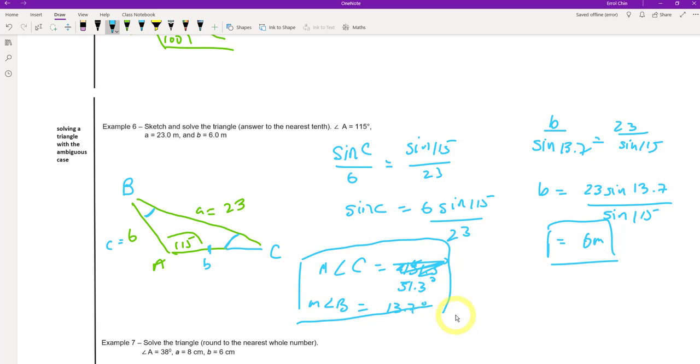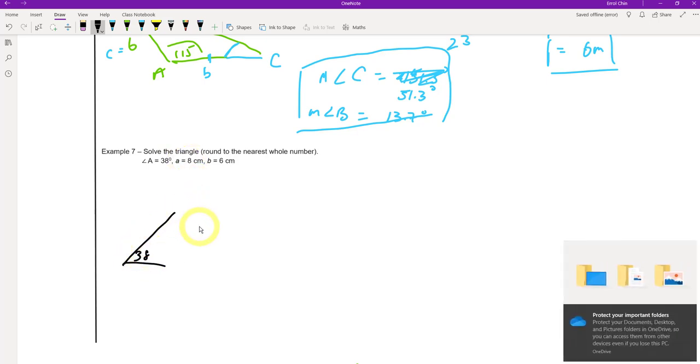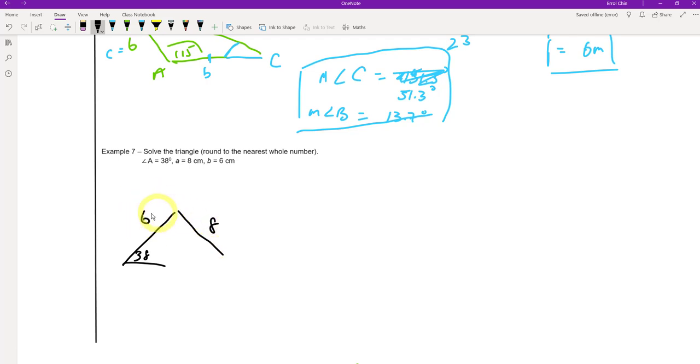All right, and our last problem. This is the last example, example number 7. We've got angle 38, 8, and 6. And so I'm going to draw it. I know it's acute, right? Smaller than 90. So this is going to be 38. Side length is 8, and this is 6. So this is definitely bigger than 6. So there's only actually one triangle, and this is it. As soon as A is bigger than B, there's only one triangle.